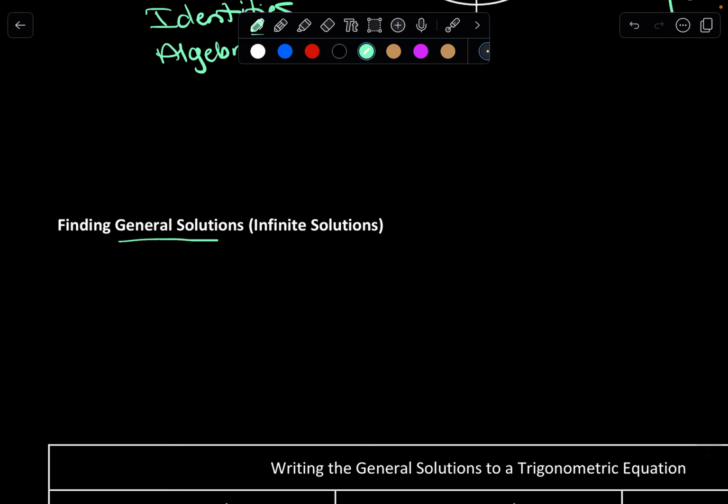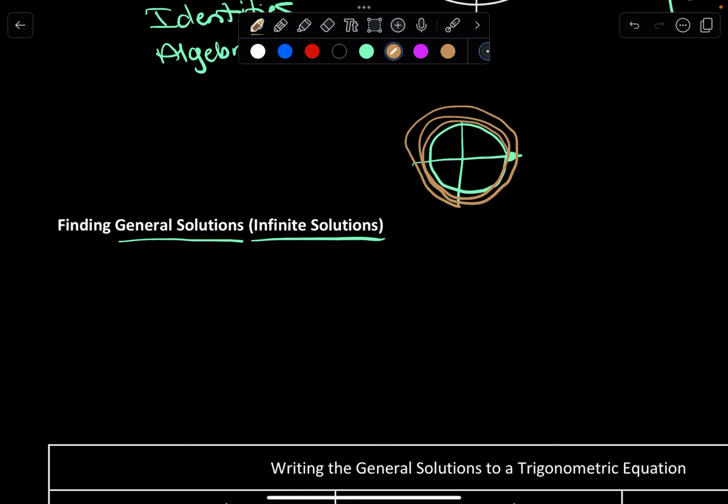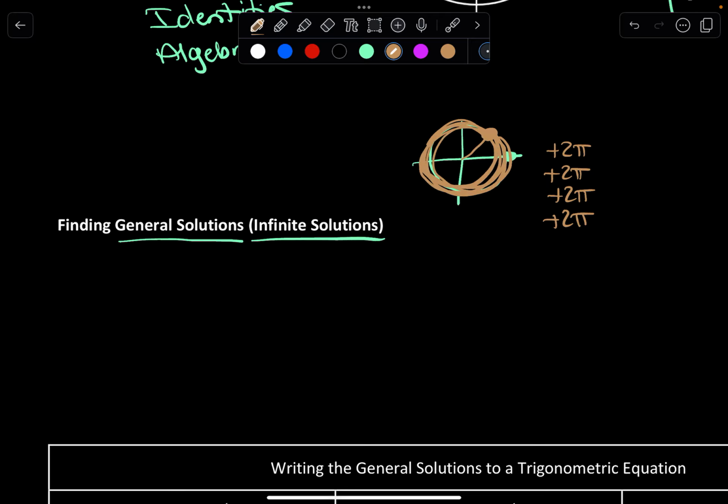Now, what is a general solution or infinite solutions? Well, if you recall, the unit circle is not bound to just 0 to 2 pi. We use it a lot in order to get our angles and coordinates, but there are an infinite number of solutions. There's an infinite number of coterminal angles for every solution on the unit circle. And to find those, like for sine, because sine has a period of 2 pi, I can just add 2 pi, and then add it again, and again, and I will continue to land on that same angle or coordinate.